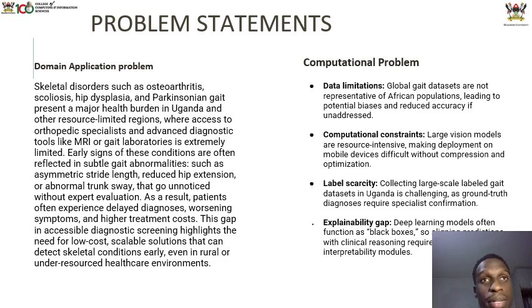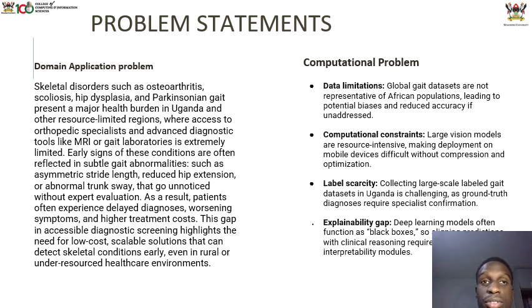This gap in accessibility to screening highlights a need for local, scalable solutions that can be used to detect these abnormalities early, even in rural areas that are under-resourced. Now, of course, we have our computational problem. There is the big problem of data limitation. We normally have global data sets, but ones representative of African populations are really few, so we could have potential biases.